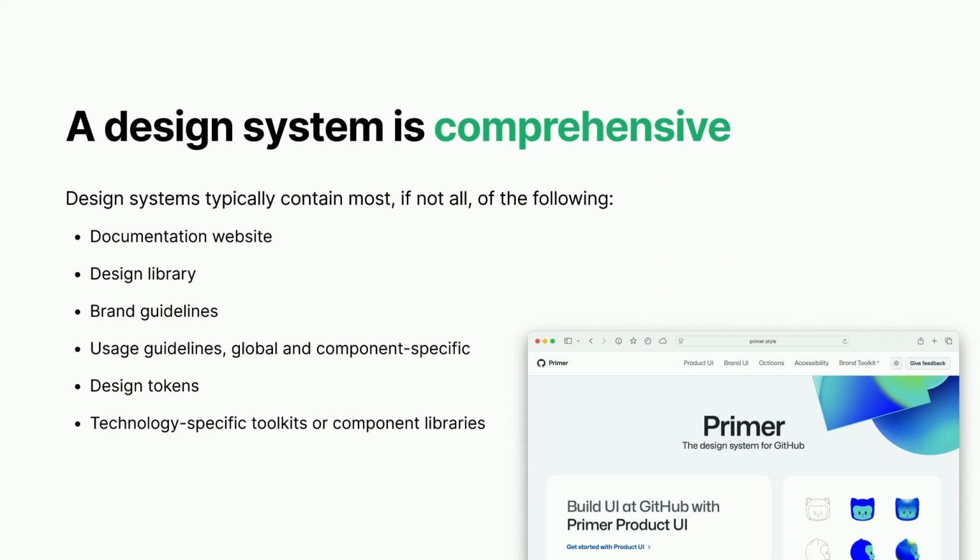But basically they typically have a documentation website, there's a design library, which is your Figma file, there's brand guidelines, there's usage guidelines, design tokens, and then technology-specific toolkits, whether that be React, plain HTML, Drupal, iOS. You could have these different toolkits that are expressions of your design system. They're implementations.